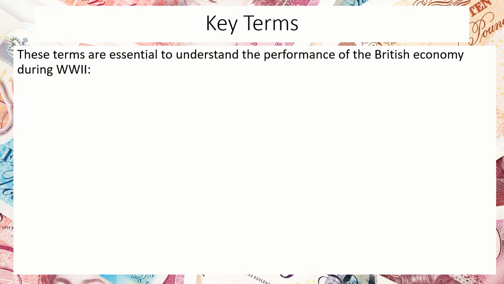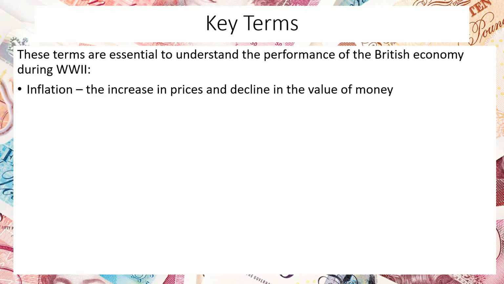So, a few of the key terms for World War II. Inflation. Inflation is just the increase in prices and the decline in value of money. If you think about it, it's quite easy to think about the fact that prices tend to go up. A pint of milk maybe used to cost 30 pence, and then 35 pence, and then 40 pence, and then 45 pence. So as the prices of goods go up, the money in your pocket is worth less.